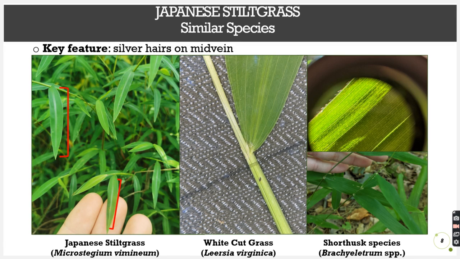Japanese stiltgrass is similar to several native grass species in Ontario, including white cutgrass or Leersia virginica, and short-husk species or Brachyelytrum species. The easiest way to differentiate Japanese stiltgrass from both of these species is the distinct line of silver hairs along the midvein of the leaves. White cutgrass and short husks lack this line of silver hairs.